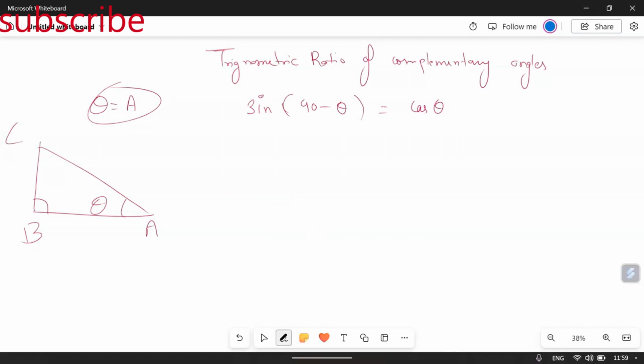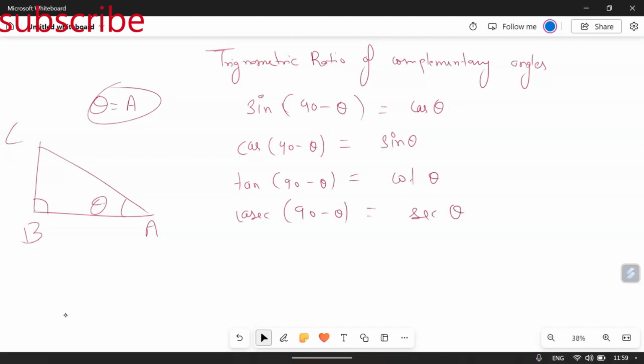The second will be cos 90 minus theta is always equal to sin theta. The third one is tan 90 minus theta. You can guess it, cot theta. Same for cosec. Cosec 90 minus theta is equal to sec theta, and sec 90 minus theta is always equal to cosec theta, and cot 90 minus theta will be, you can guess it, tan theta.